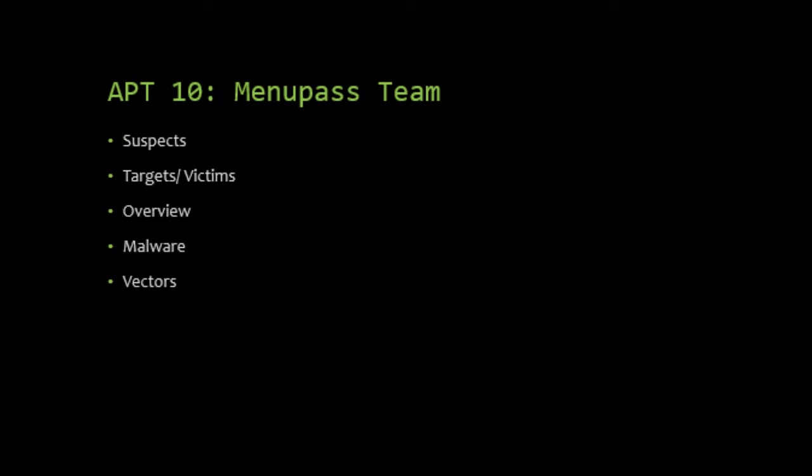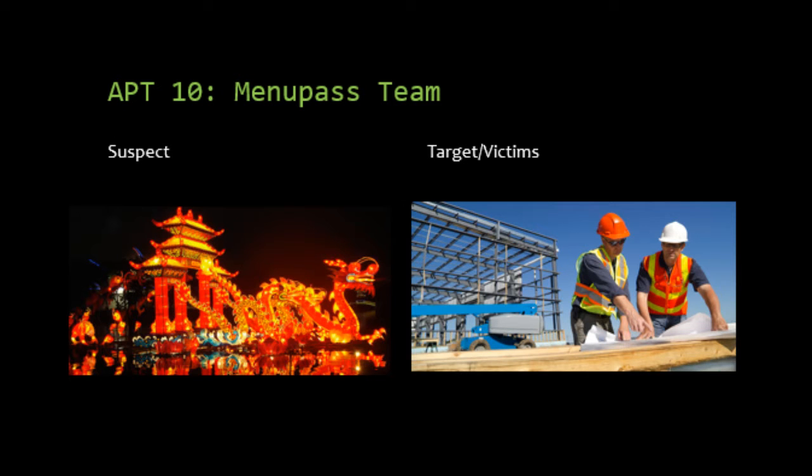The next APT I went over was APT-10, MenuPass Team was the other name for it, another one located in China. The suspect was China, and the victims were construction engineering, aerospace and telecom firms, and governments in the United States, Europe, and Japan. So unlike the other two, this was based in Europe, Japan, and the United States.